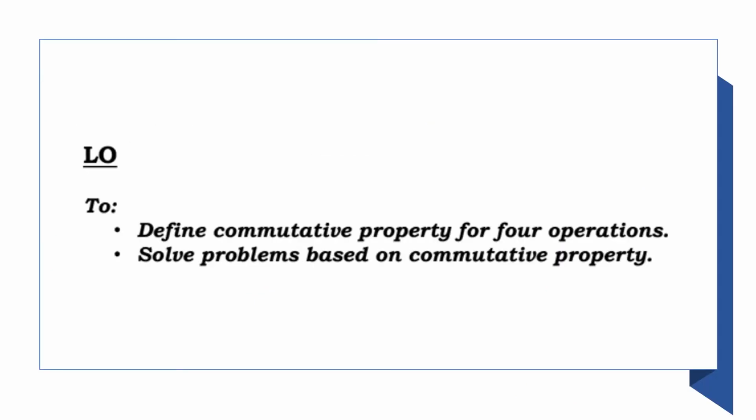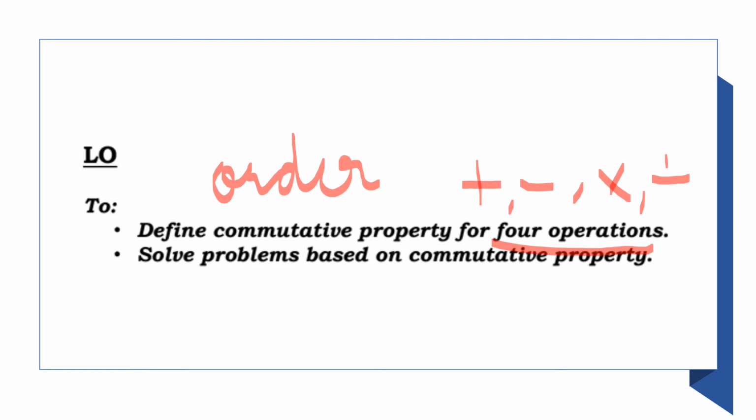So now moving on to the next learning objective, that is to define the commutative property for 4 operations. The commutative property is also known as the order property, and the 4 operations are plus, minus, multiplication and division. So we will be learning about the commutative property and we will solve some problems related to it.